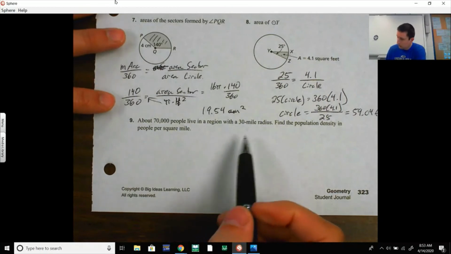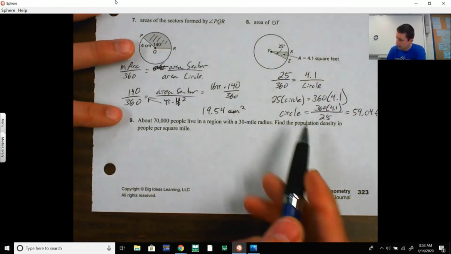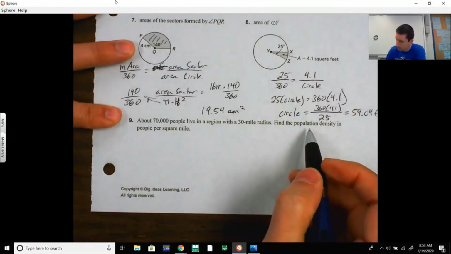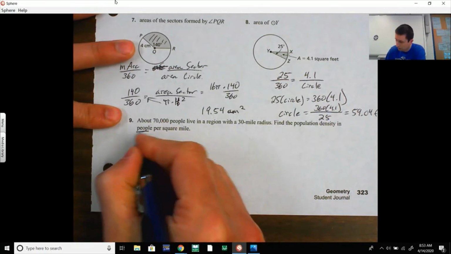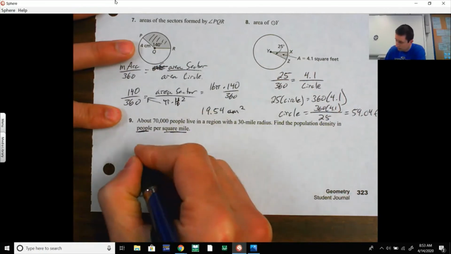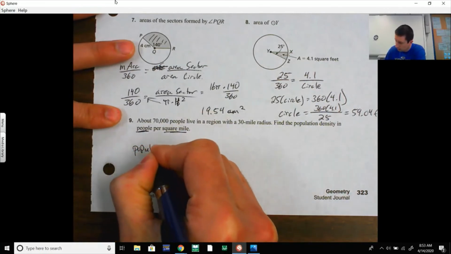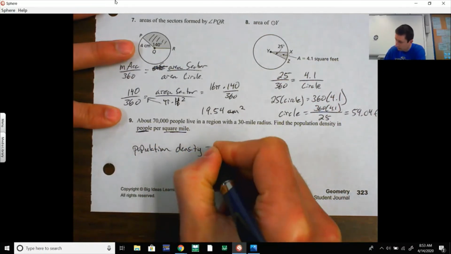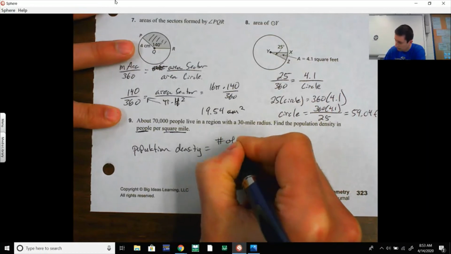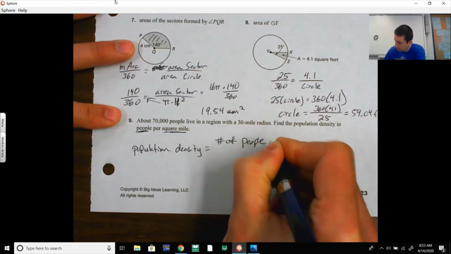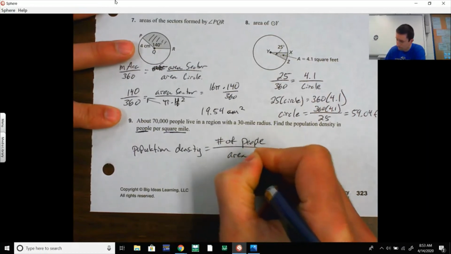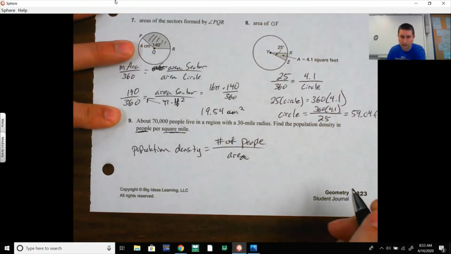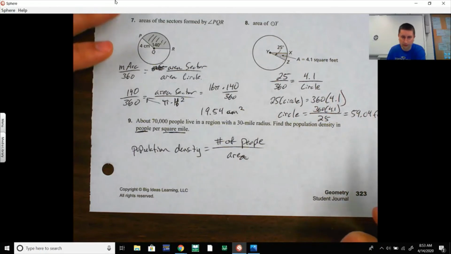Okay, you have some questions with population density. The way you do it is just in this label here, people per square mile. So your population density is going to equal the number of people divided by the area. Okay, they're doing the census this year. This would be something they're going to be figuring out.